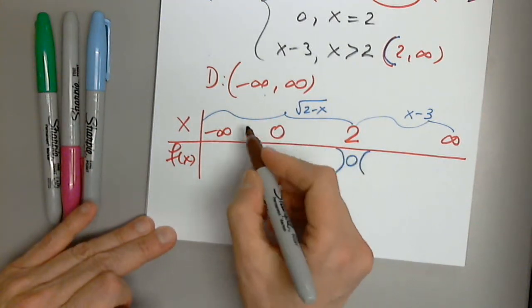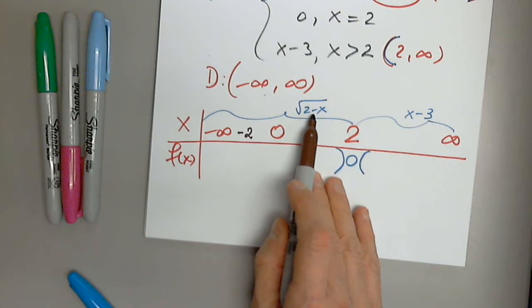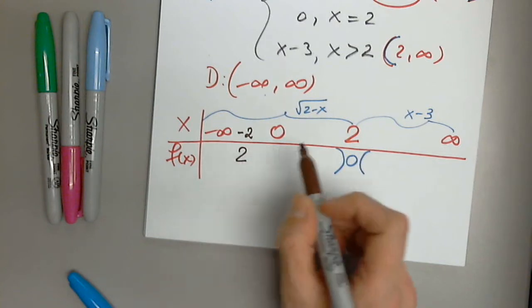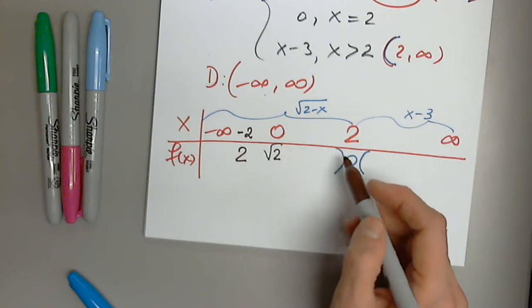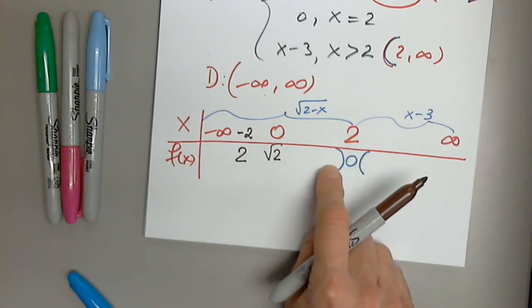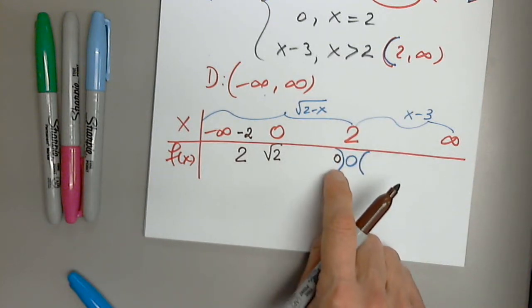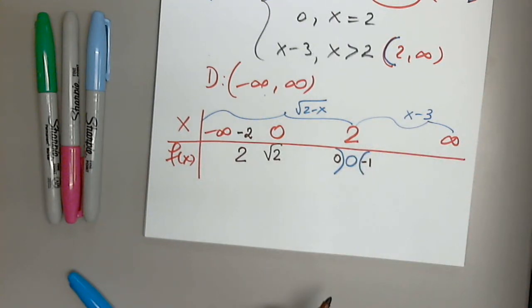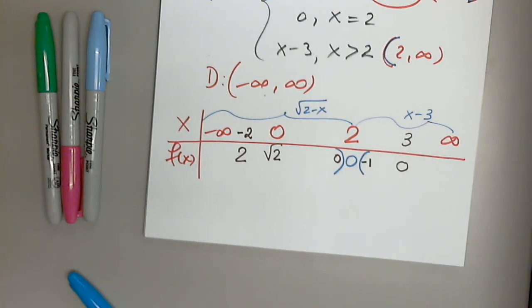On the left, I'm going to choose also negative 2. And when I plug in negative 2 with negative in front and plus 2, I get the square root of 4, which is 2. When I plug in 0, I get the square root of 2. When I plug in 2, and you should say no, you're not allowed to. True, but I have to. So at 2, I get 0. Inside the parenthesis, I get 0. When I plug in 2 on this side, inside the parenthesis, I get negative 1. And when I plug in 3, because it's a linear function, I get 0. These are the minimum possible points that I have to present.